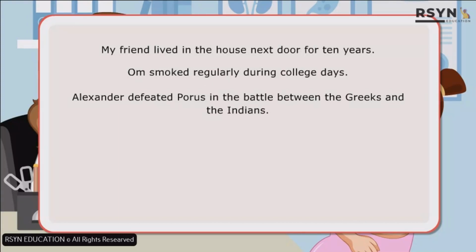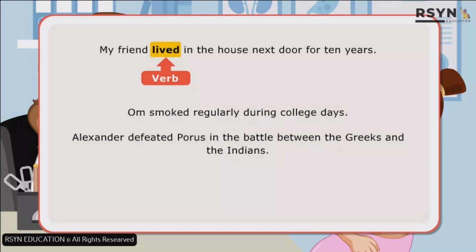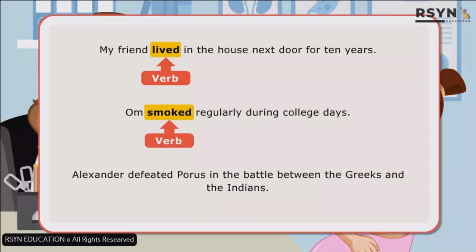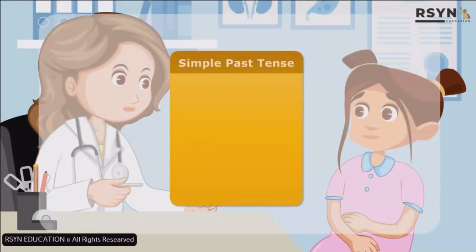In the first sentence, the verb lived tells us what happened in the past for some time and is simple past tense. In the next sentence, the verb smoked is simple past tense as it tells about a past habit. In the third sentence, the verb defeated is again simple past tense since it speaks about an event that occurred in the past, its time being implicit. Here are a few more examples of use of simple past tense. Left, ran, spoke, smiled, gave.